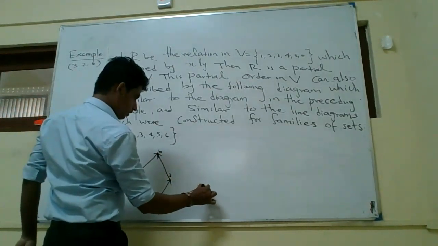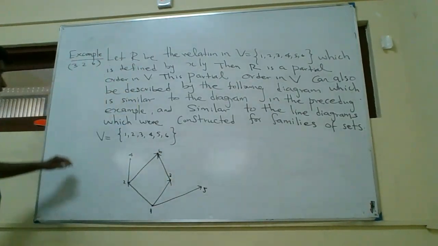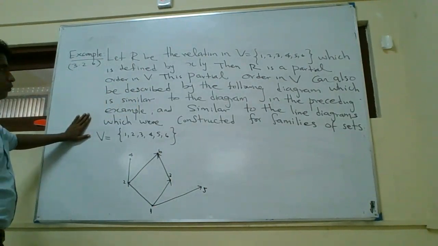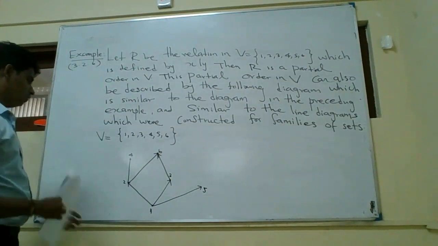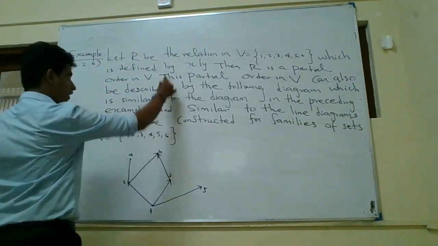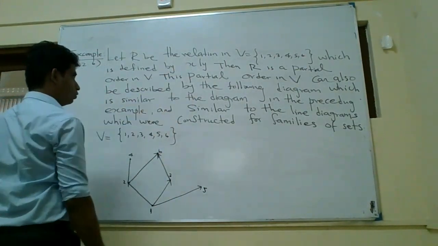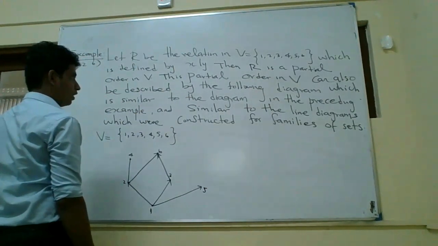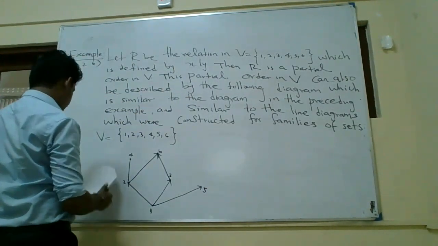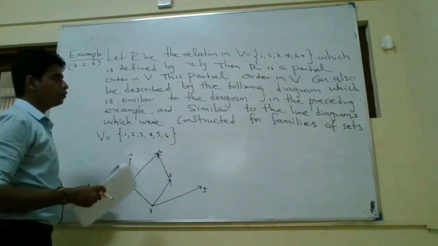Now you want to check that this diagram is reflexive, antisymmetric, and transitive for a partial order set. Reflexive, okay, because 1 divides 1, 2 divides 2, 3 divides 3, 4 divides 4, 5 divides 5, 6 divides 6. Therefore, reflexive is obviously, clearly true, right?